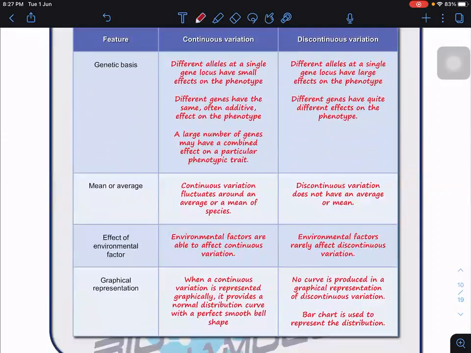Genetic basis, this is the most important one. Always remember, I summarize here. For continuous variation, different alleles at a single gene locus have a small effect. And different genes will have an additive effect. We also have polygenics, meaning that a large number of genes combine together, and we call this polygenic effects. So for discontinuous variation, different alleles at a single gene locus have a very large effect. And different genes will have quite different effects on the phenotypes.